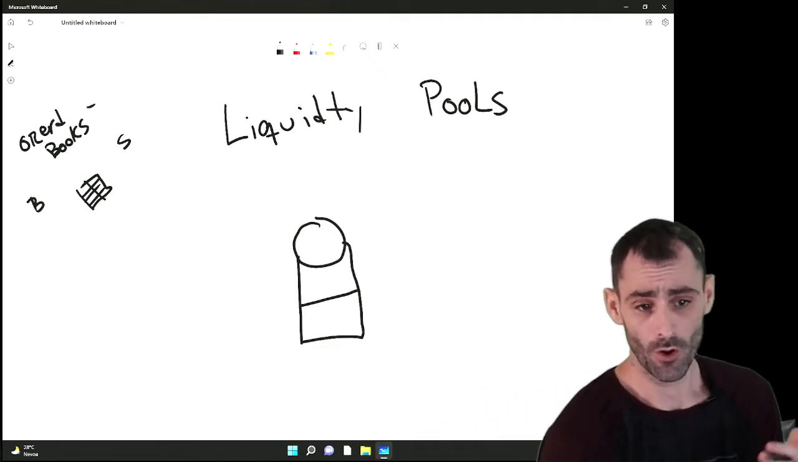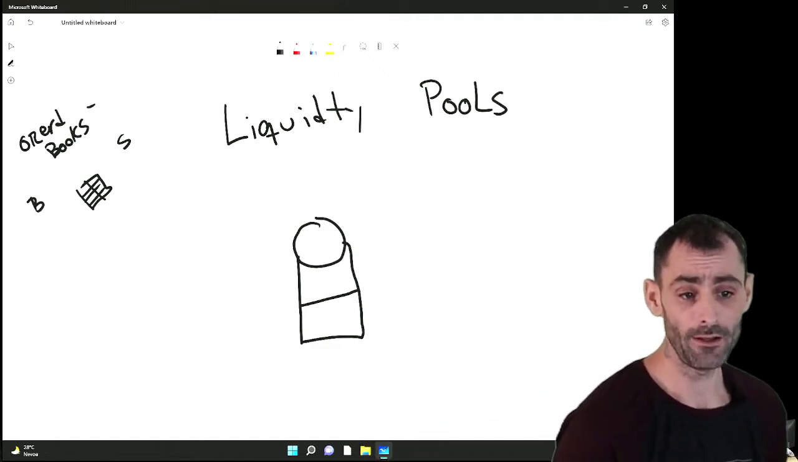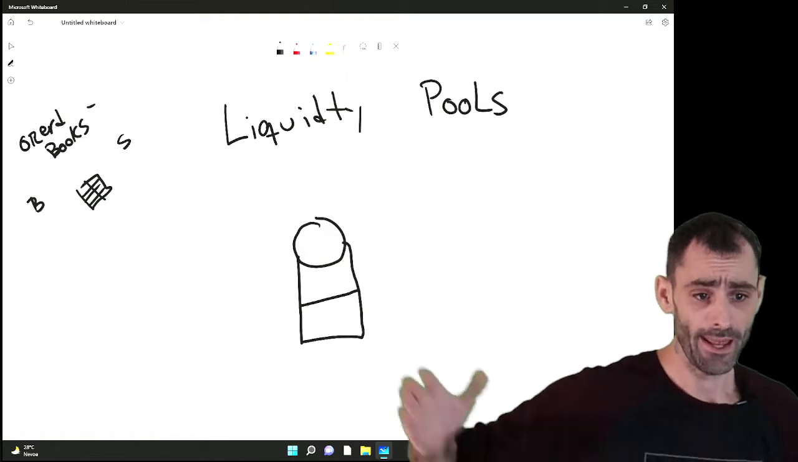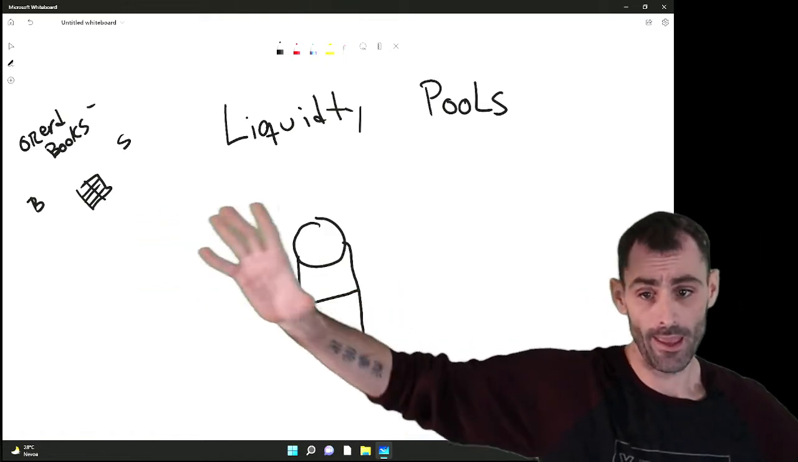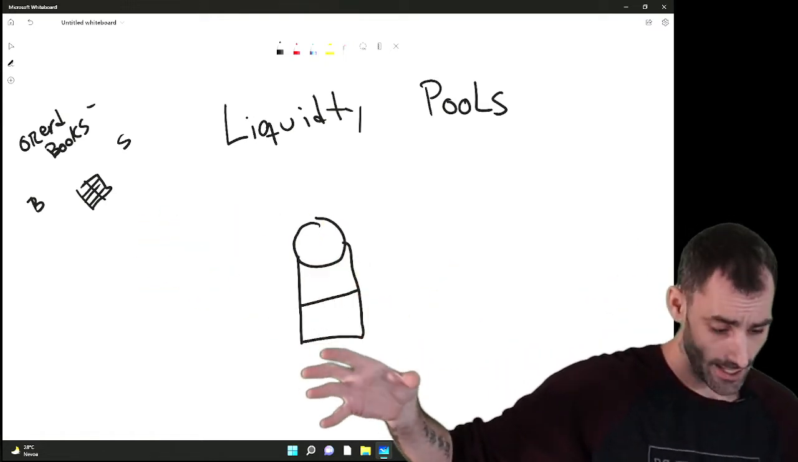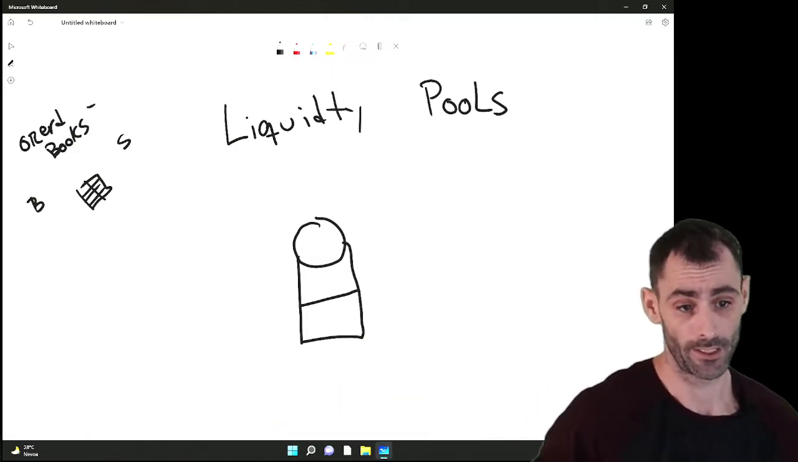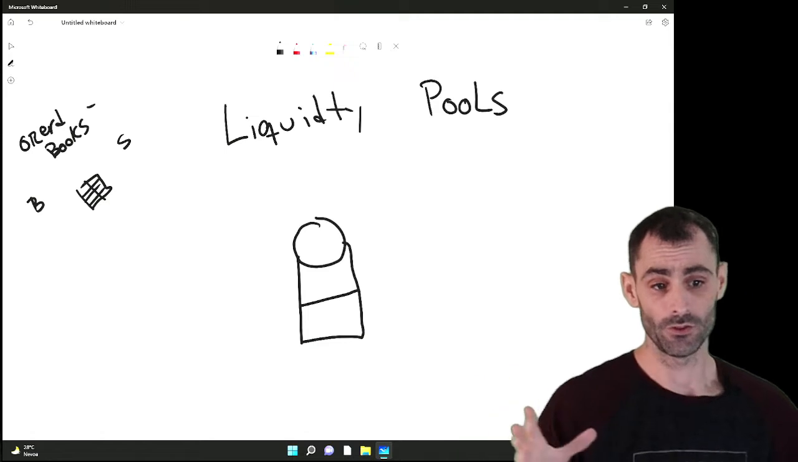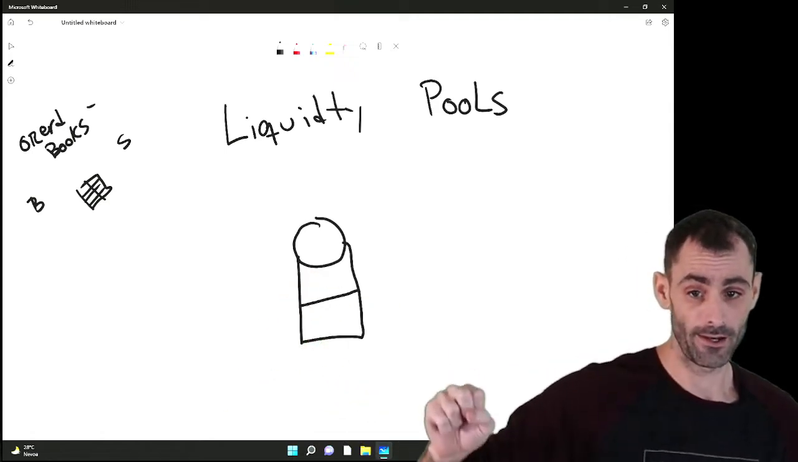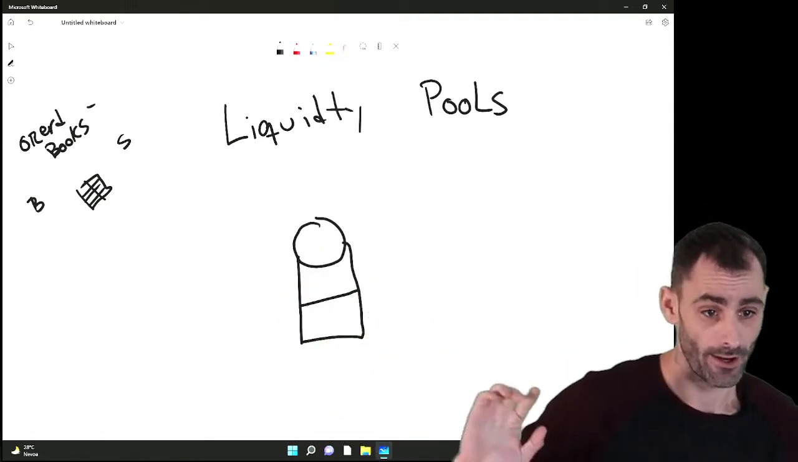One of the places that crypto has really innovated is it has gotten rid of this centralized market and created decentralized exchanges where there are these things called liquidity pools. And all a liquidity pool is, think of it as a bucket, and inside that bucket you have two different assets, all right?